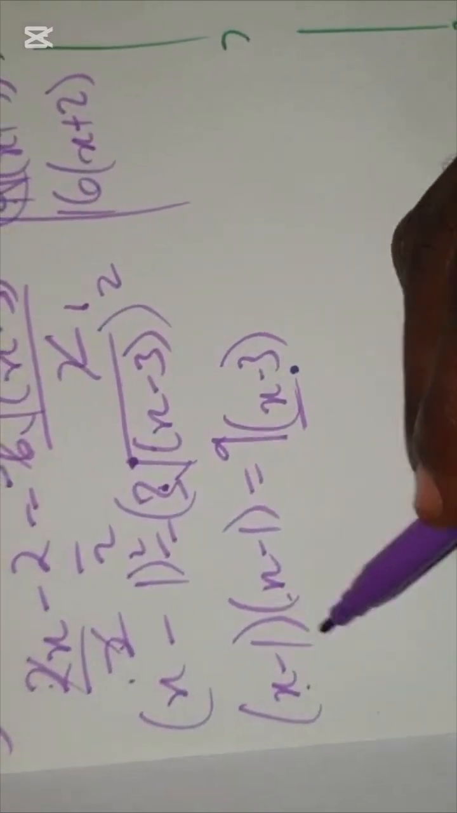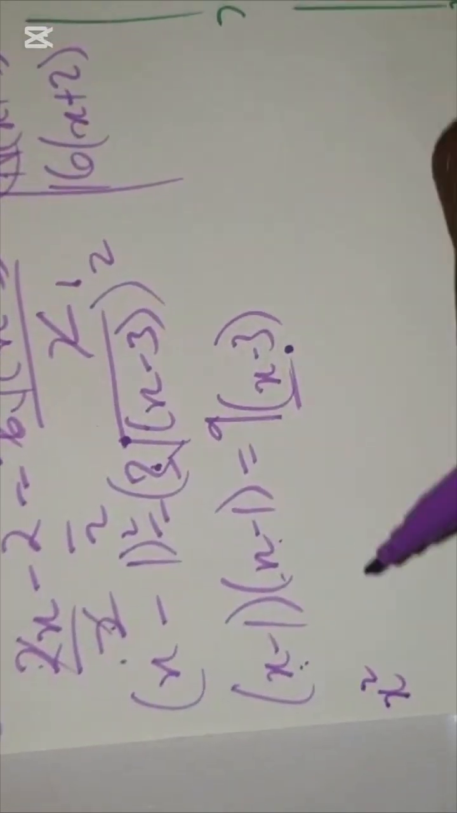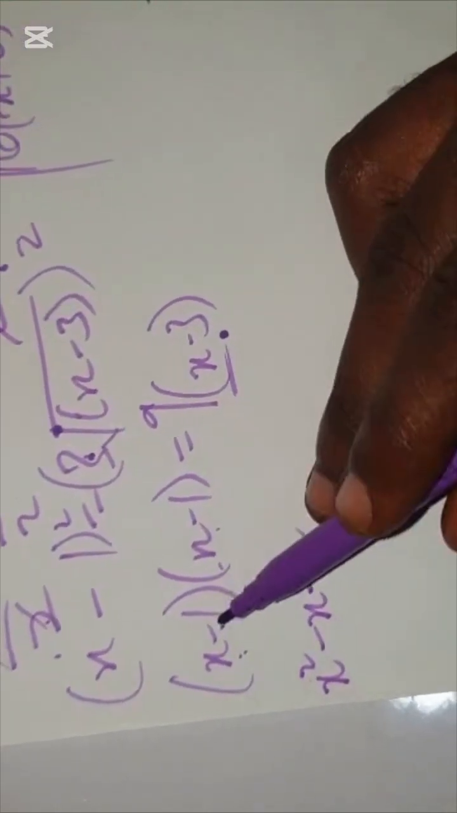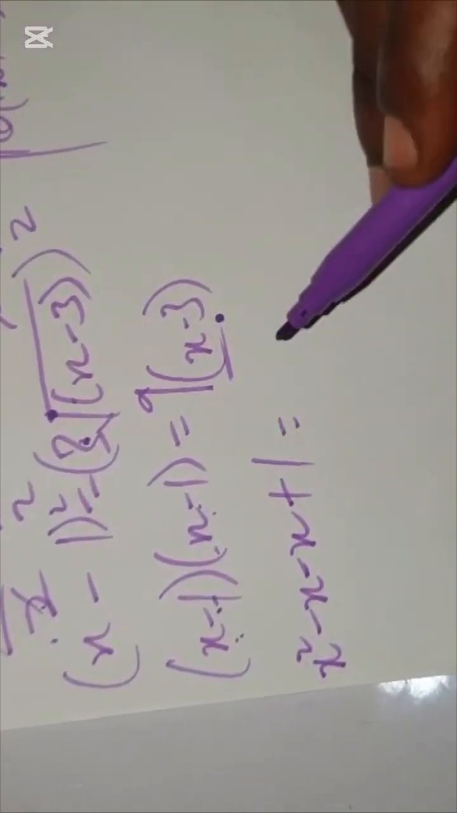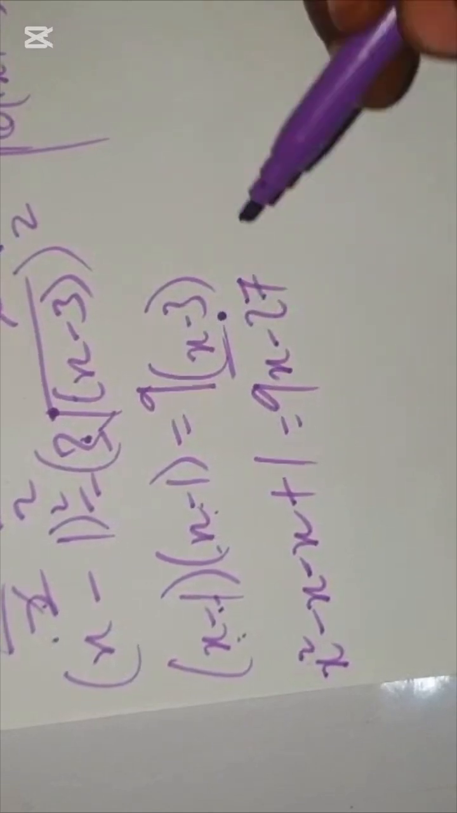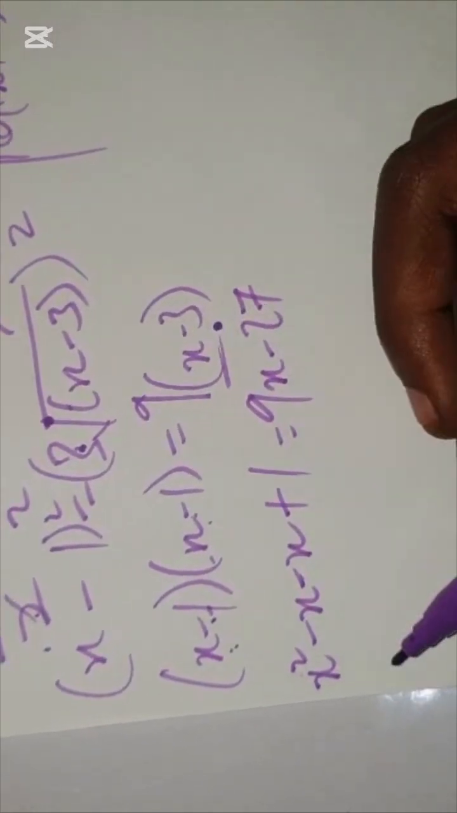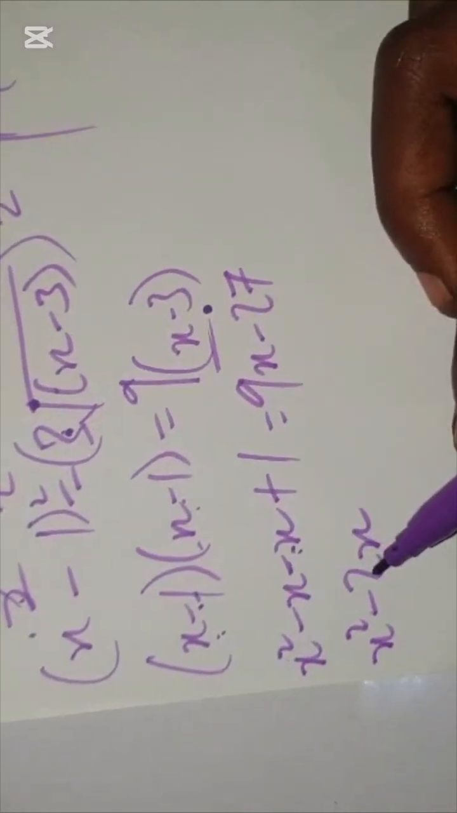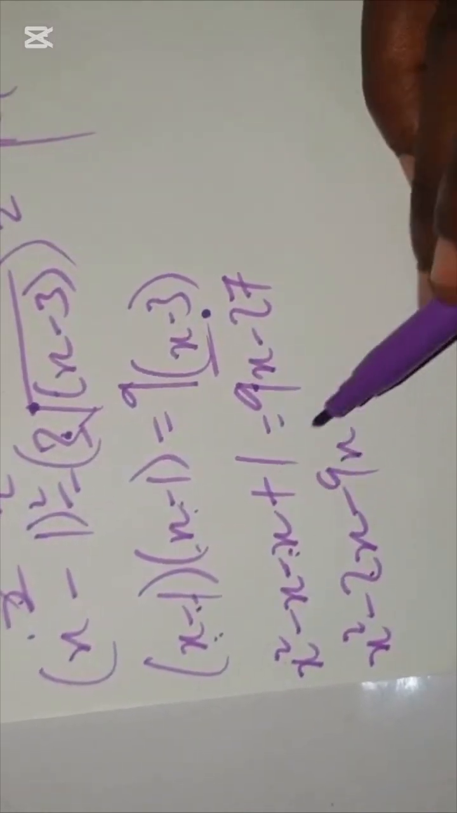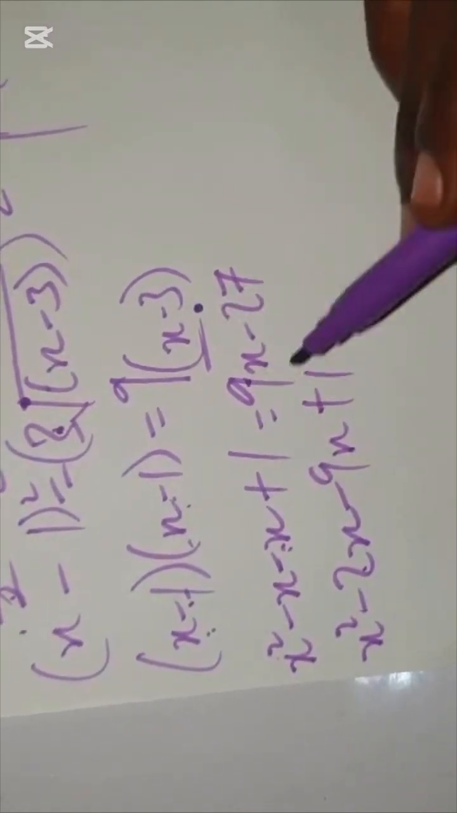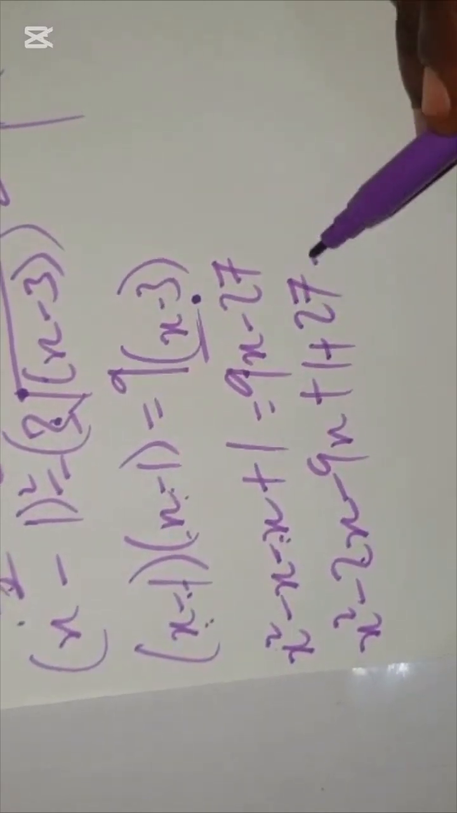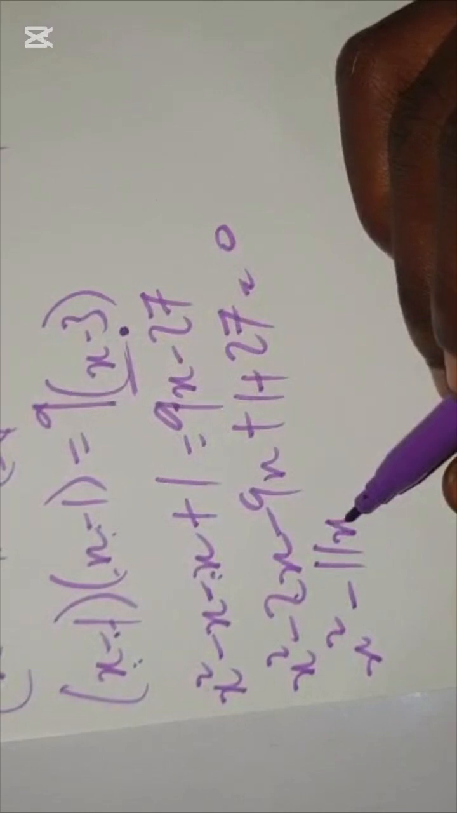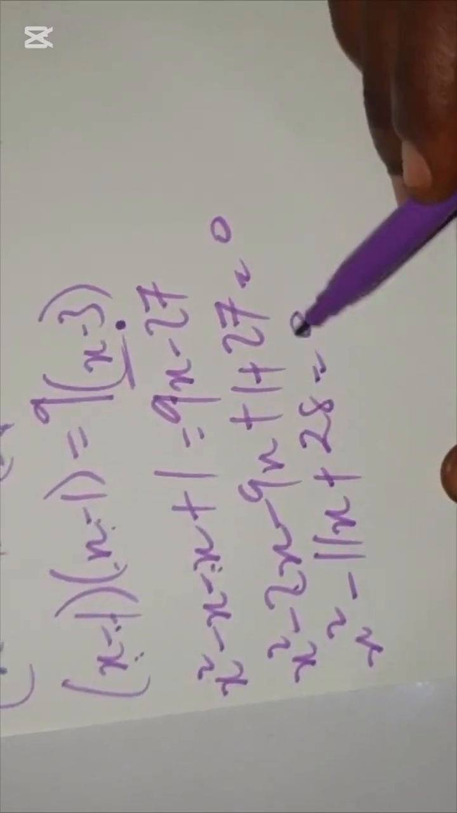So let's continue. x times x squared, x times minus 1 minus x, minus 1 times x minus x, 1, 9x minus 27. I'm going to take this to the other side. x squared minus 2x. This gives minus 2x. When this comes, minus x plus 1. When this comes, plus 27 equals 0. Minus 2 minus 9 minus 11x plus 28 equals 0.